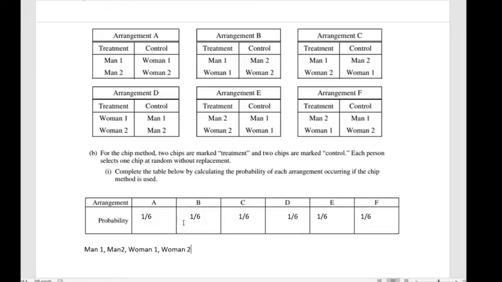So we want to double check here, make sure this adds up. So we got 1/6 for 6 different possibilities. So that does add up to be 1. That's kind of handy. All right, then we've got the further question. For this method, what is the probability that man 1 and man 2 are assigned to the same group? So if we look here, the 2 arrangements in which that happens are arrangement A and arrangement D.